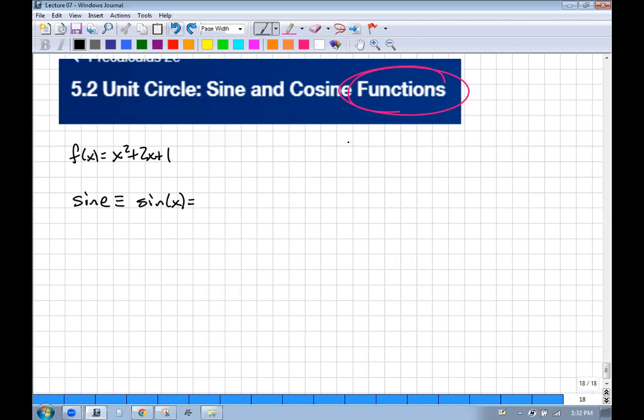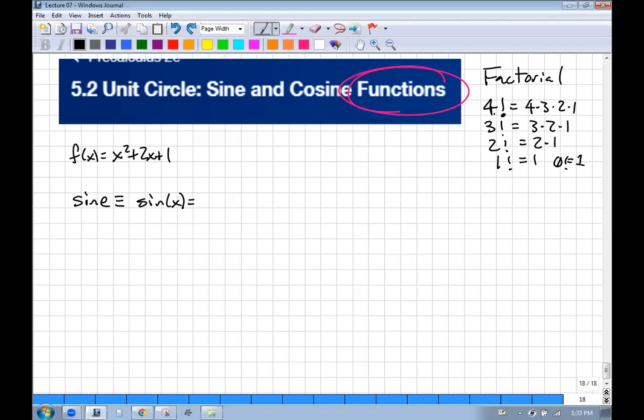First, I need to give you some notation, what the word factorial means. This is four factorial. This is four times three times two times one. Three factorial is three times two times one. Two factorial is just two times one. One factorial is just one, and by definition, zero factorial is also one. Factorial just means multiply all the numbers that come before it, okay?